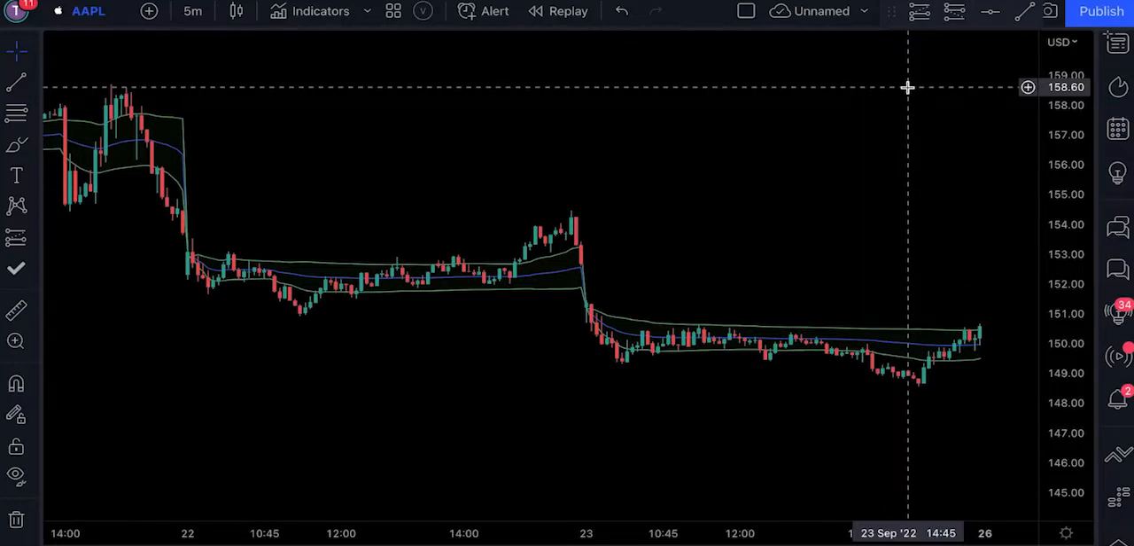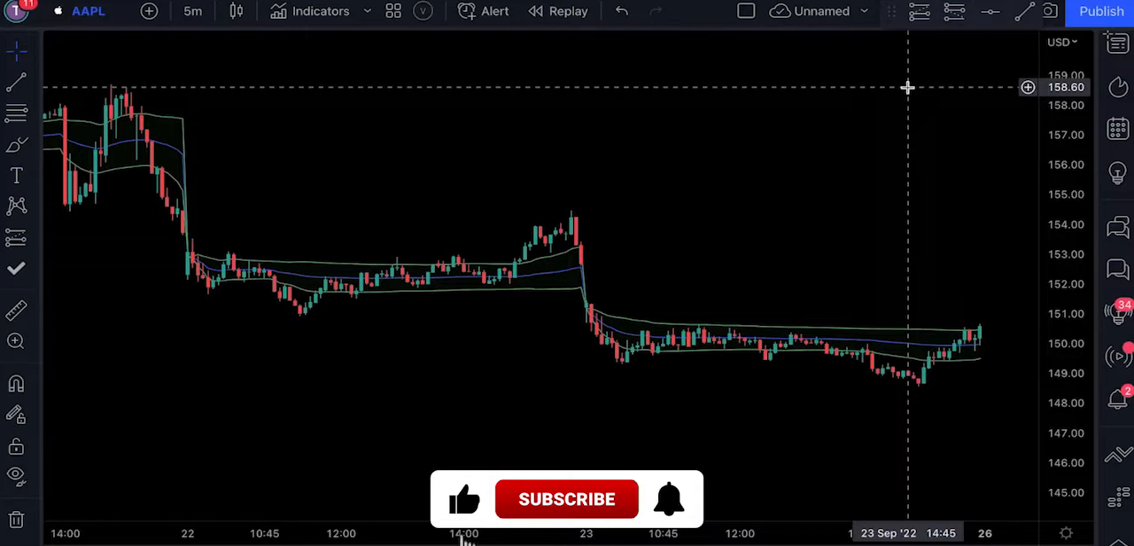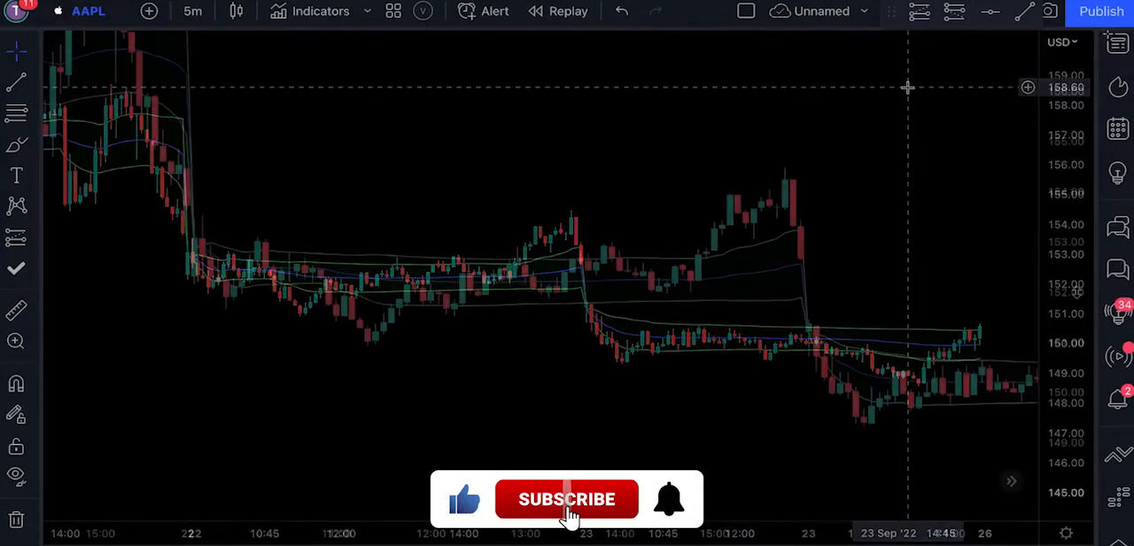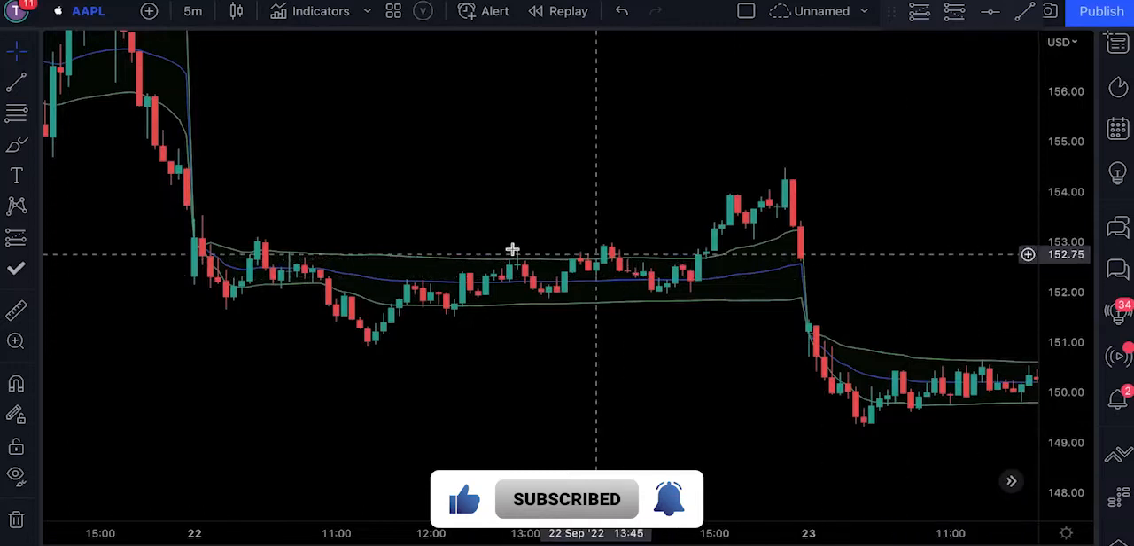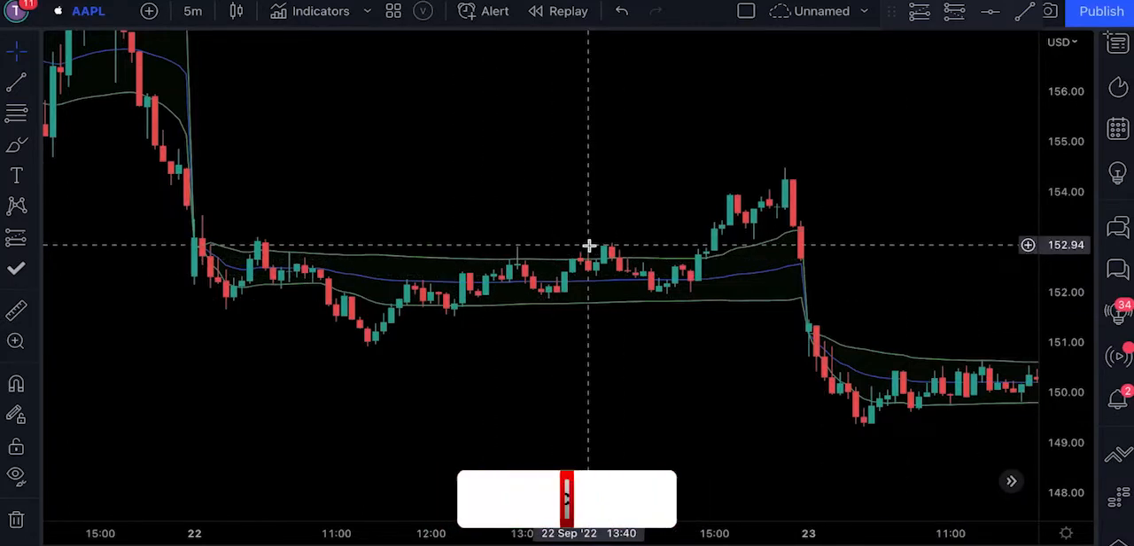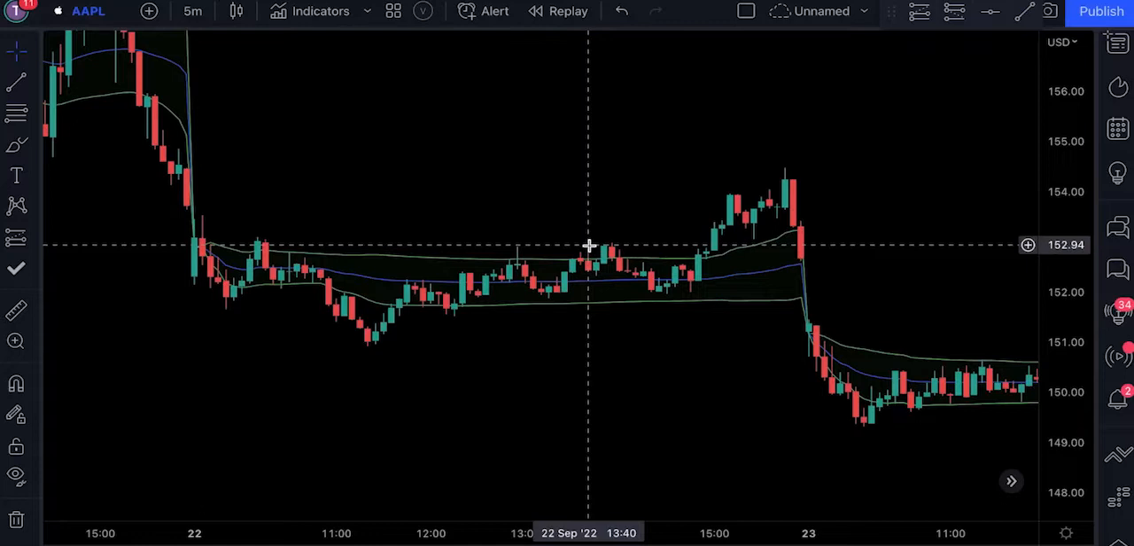So VWAP is going to be our first confirmation indicator. However, we're not going to be using this indicator in a standard old school way. We're going to be using it in a smart way. So the first thing I want you to notice is this. When the price action is moving inside the VWAP bands, the market is usually ranging. As trend traders, this is exactly the time period we want to avoid.